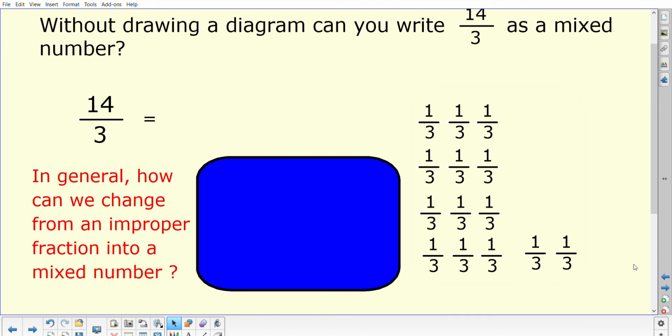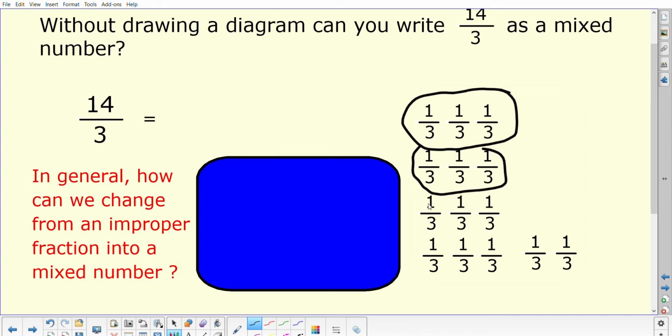Every time we get a group of 3 like this, it makes 1 whole. So you can see all the way down here that there's another group of 3 thirds, another group of 3 thirds, and another group of 3 thirds. By the time we get to the bottom, we've got 4 and 2 thirds.